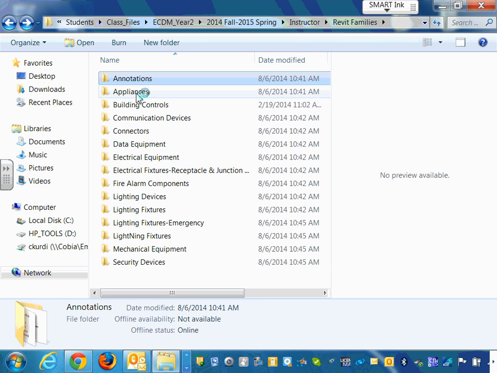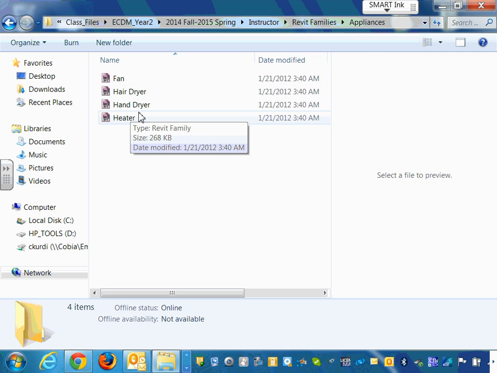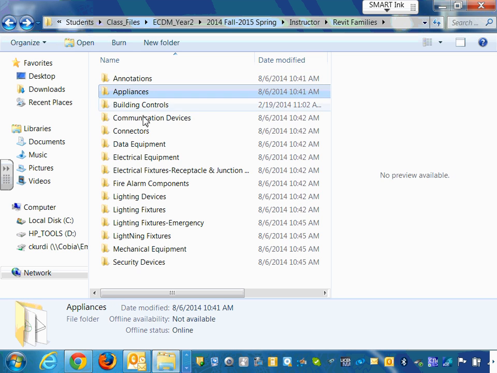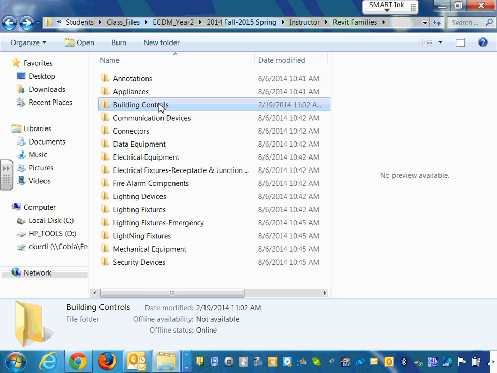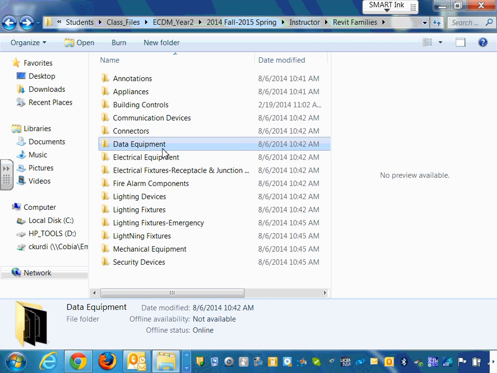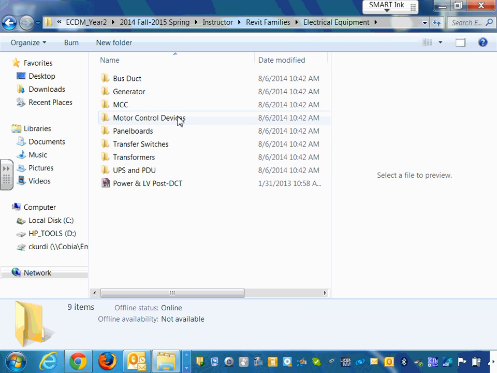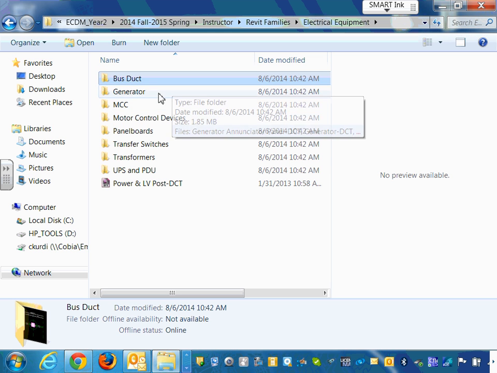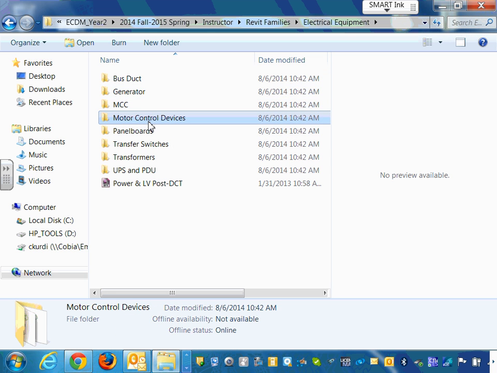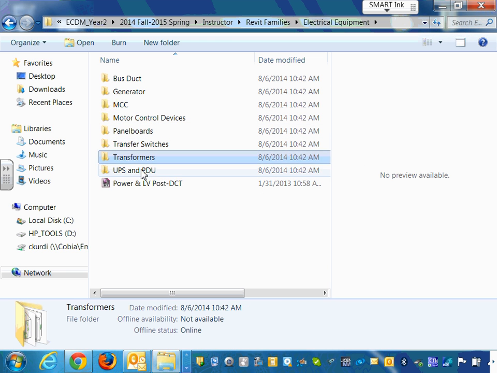Appliances. If you go under appliances: fans, air dryer, hand dryer, heater. These are what we call appliances. If you go under control, building communication, connectors, data, electrical equipment. I'm going to click on electrical equipment. If you go under electrical equipment, look what you're going to see: bus duct, generator, MCC, motor control devices, panel board, transfer switches, transformer, UPS.